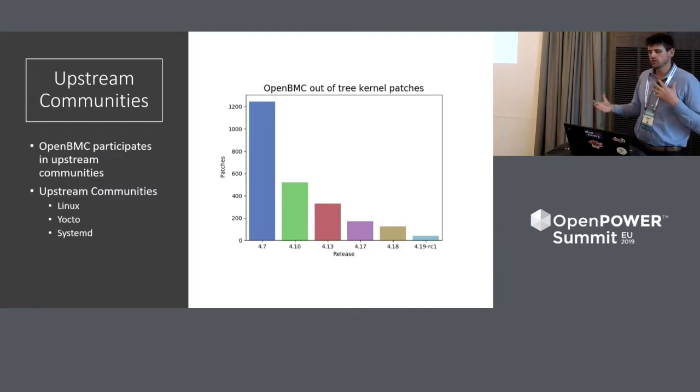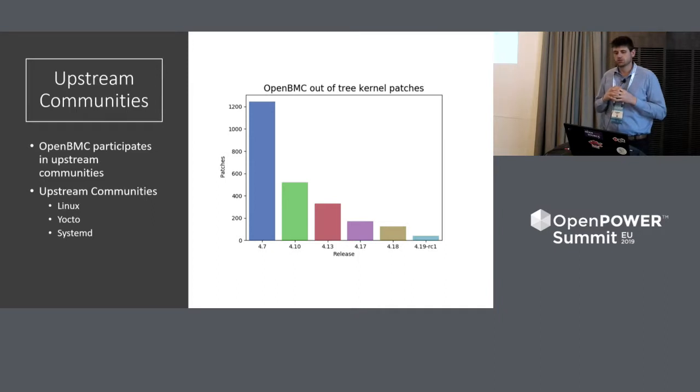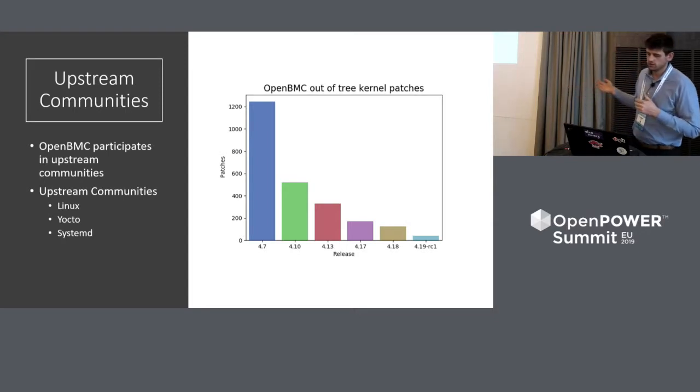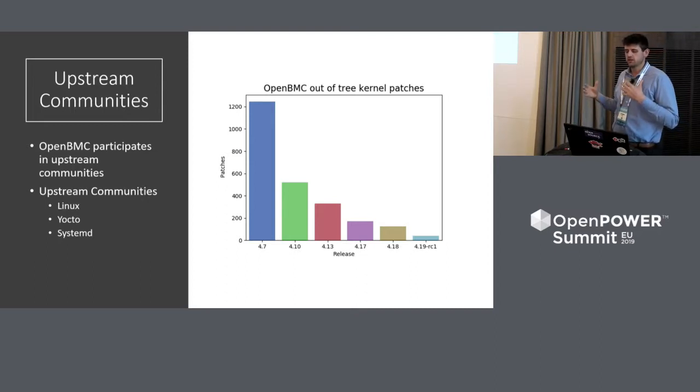So OpenBMC relies on contributions to other projects. Linux, Yocto, systemd are a couple. In general, you can expect the project to ask you to upstream your patches to these projects. This chart's a little old. We're now on kernel 5.3, but you can see as we've moved kernels, the number of patches we carry has gone down significantly.